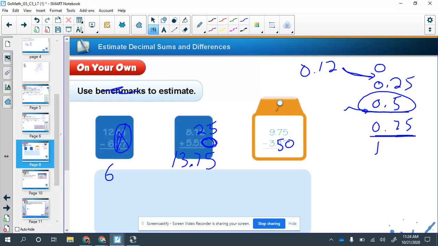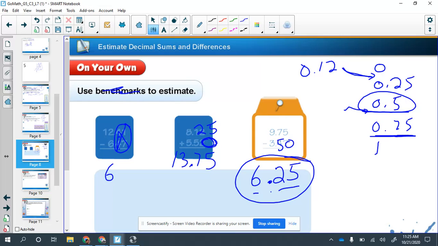I'm going to go place by place. 5 minus 0 is 5. 7 minus 5 is 2. Always make sure that we bring our decimal point down and put it in our answer. And then 9 minus 3 is 6. So our estimate using benchmarks for this problem is 6 and 25/100.